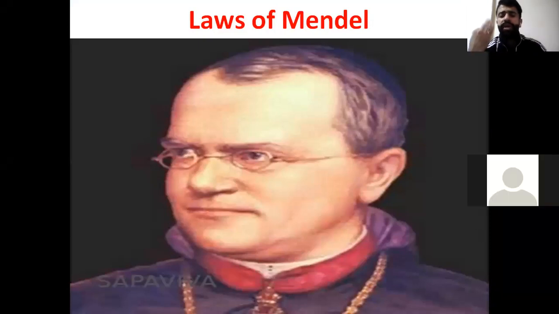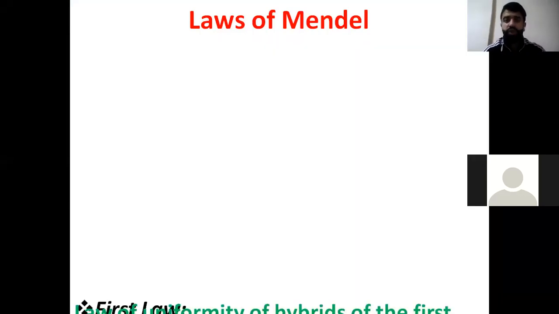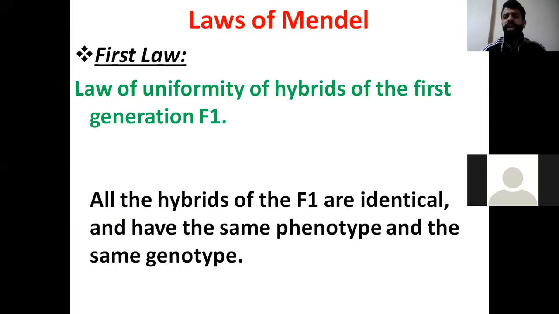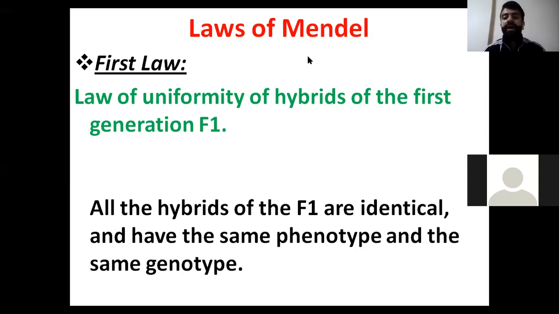There are three laws. Mendel is a biologist who works on heredity, who discovered the laws of heredity, and who worked throughout all the years on heredity. So first law, it's always going to be applied in the first generation. It's called the law of uniformity of hybrids of the first generation. What's the meaning of this? Law of uniformity of hybrids of the first generation, F1. Uniformity means that all of them are the same, they are identical, they are similar to each other.